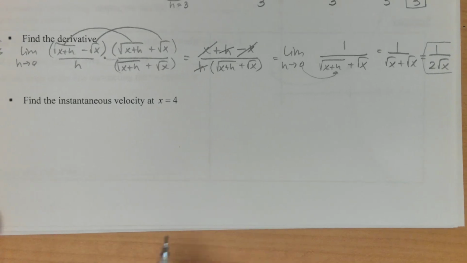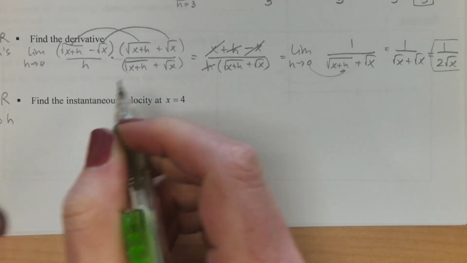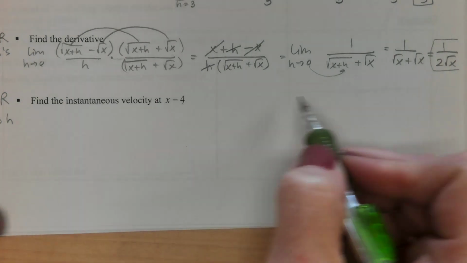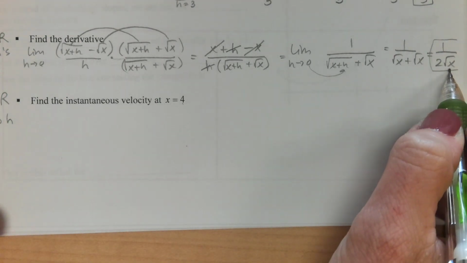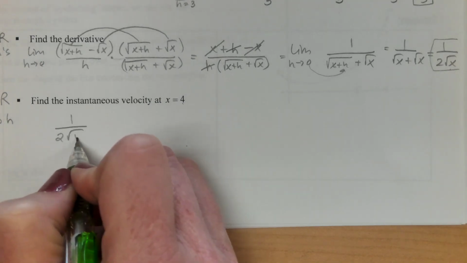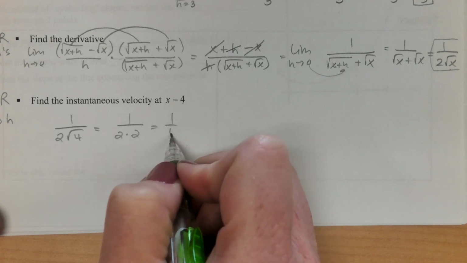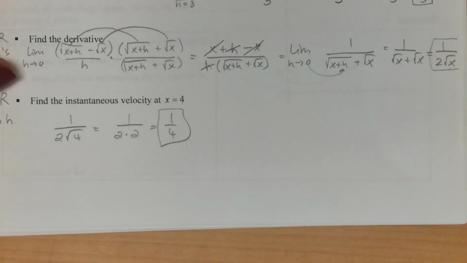Next question says, can you find the instantaneous velocity at 4? That's a right box question, so no h's, which is helpful because I only have one number, so I have to use an equation that's only got one variable. So we're just going to plug a 4 in there, 1 over 2, and then root 4, and I know the root 4 is 2, so it looks like my answer is 1/4.